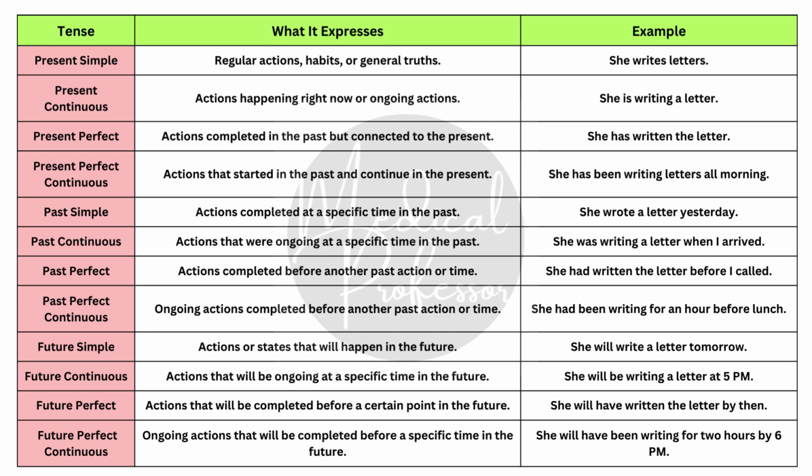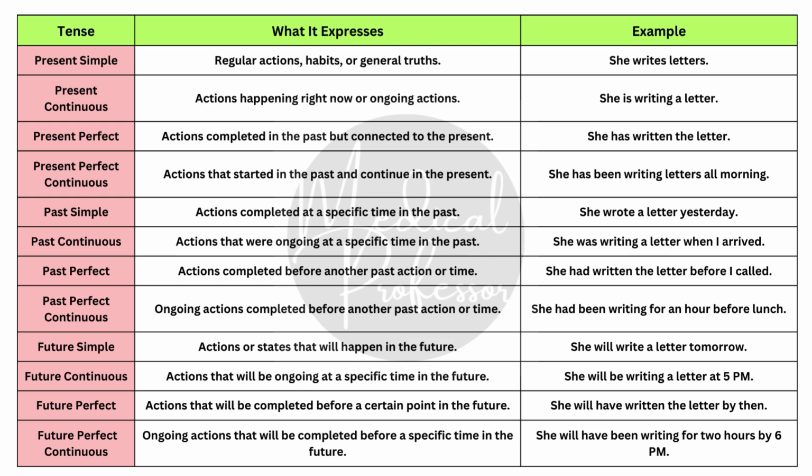Past simple expresses actions completed at a specific time in the past. For example, she wrote a letter yesterday. Past continuous expresses actions that were ongoing at a specific time in the past. For example, she was writing a letter when I arrived. Past perfect expresses actions completed before another past action or time. For example, she had written the letter before I called.